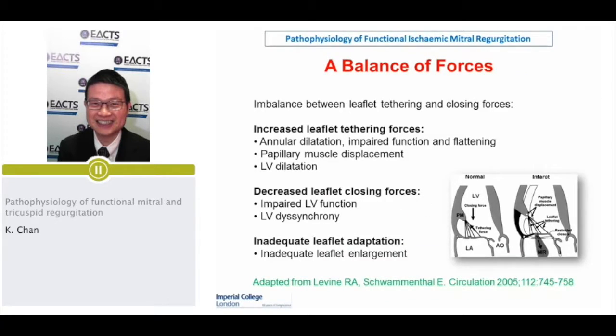So we can think of ischemic MR as a balance of forces between forces which tether the mitral valve leaflets and forces which close the mitral valve leaflets. So we have forces which cause leaflet tethering, such as annular dilatation, impaired function, annular flattening, papillary muscle displacement, LV dilatation. But on top of that, the forces which try to close the mitral valve are decreased because the LV function is impaired. There may be some LV dysynchrony. And coupled with that, there may be inadequate leaflet enlargement.